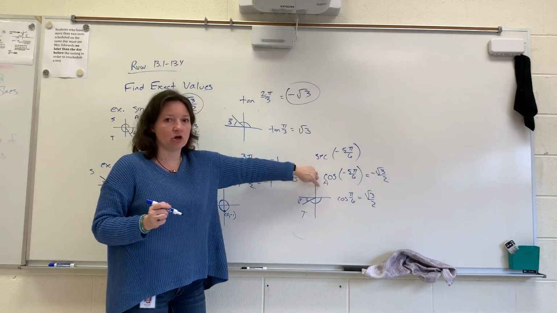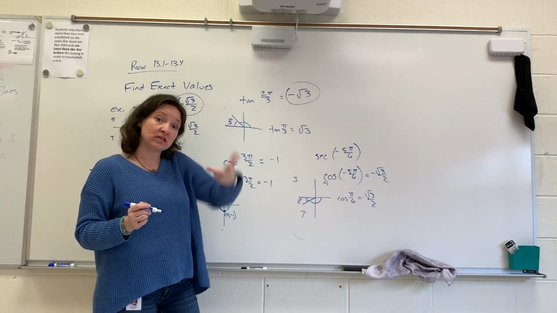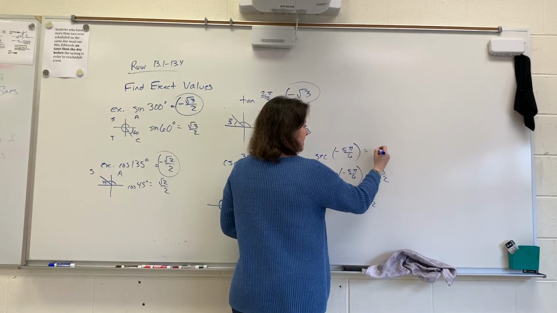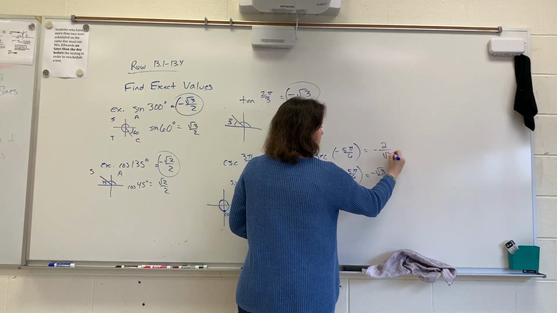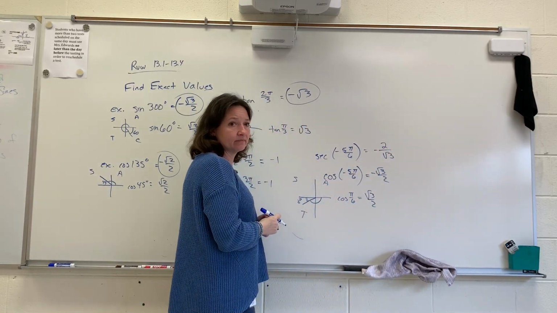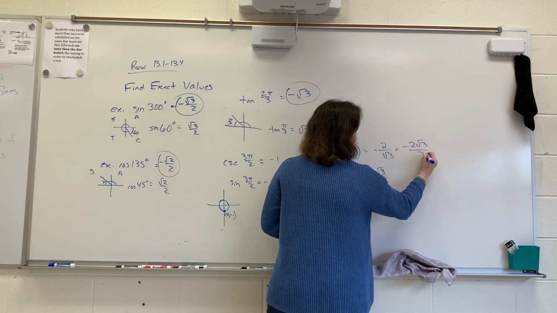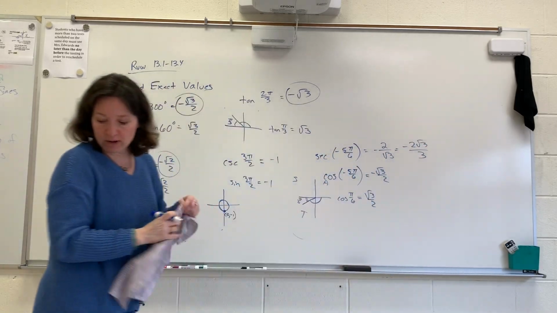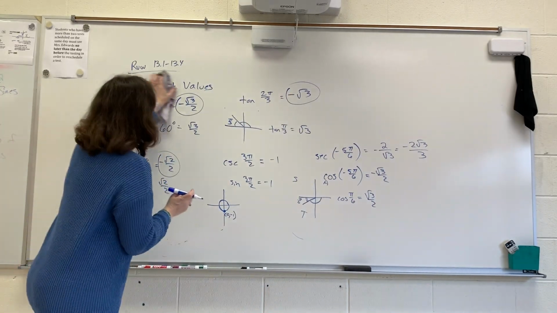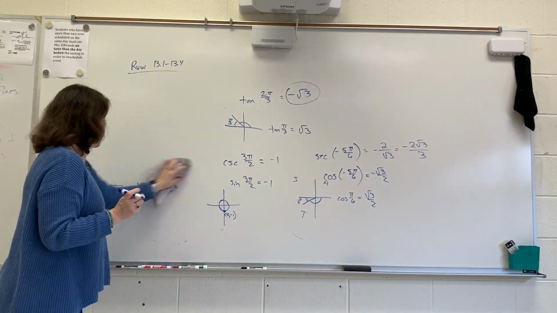Well, what does secant do to cosine? It's the reciprocal. So we're going to flip that and become -2 over root 3. Can we leave it like that? Nope, got to rationalize it. We get -2 root 3 over 3. Good. So then we move on and review all the different triangle problems you did.